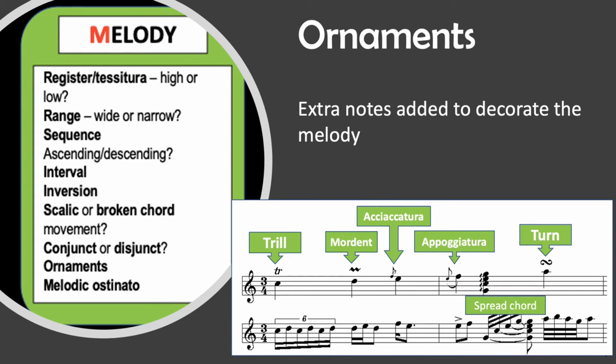An appoggiatura is when the grace note, the added decorative note, is half the length of the main note. A spread chord is where you're just playing the notes of the chord one at a time, but quite quickly. You could also go down. And a turn is where you sort of wiggle around above and below the note.